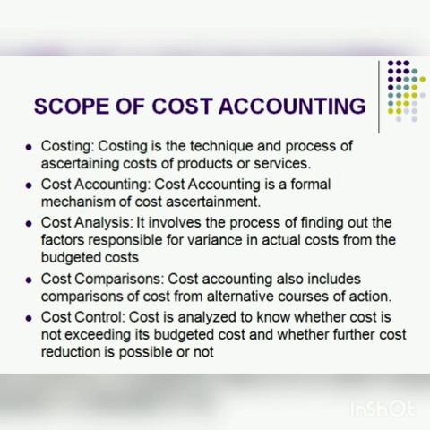Fifth objective is your cost control. It involves detailed examination of each cost in the light of advantage received from the incurrence of the cost. Thus, we can state that cost is analyzed to know whether cost is not exceeding its budgeted cost and whether further cost reduction is possible or not. Now, cost control is one of the important factors which cost accountant takes into care. That means cost control is going to be one of the important factors when we consider cost accounting, because this is the one important factor wherein you can easily control the cost which is incurring in your business.